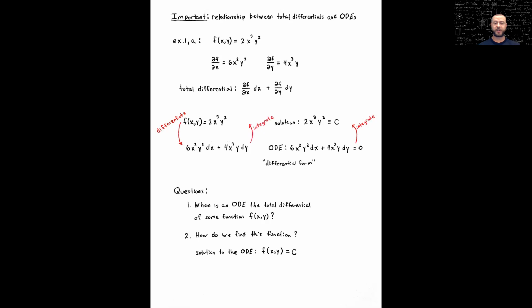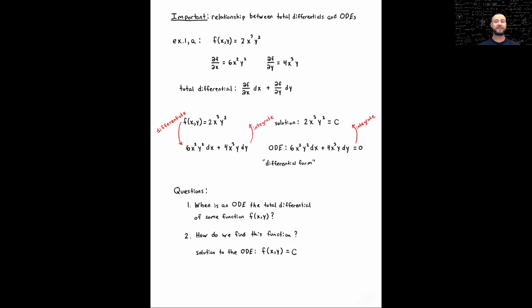Now, in the next part of this lecture, we're going to introduce ways to answer these two fundamental questions. When is an ODE the total differential of some function of two variables? And then when it is the total differential of some function of two variables, how do we find that function? Because that function, what we've been calling here, f of x comma y, that is basically the solution, provided we set it equal to a constant. So that function, which we're going to learn how to find, that is basically the solution to our ODE in differential form.